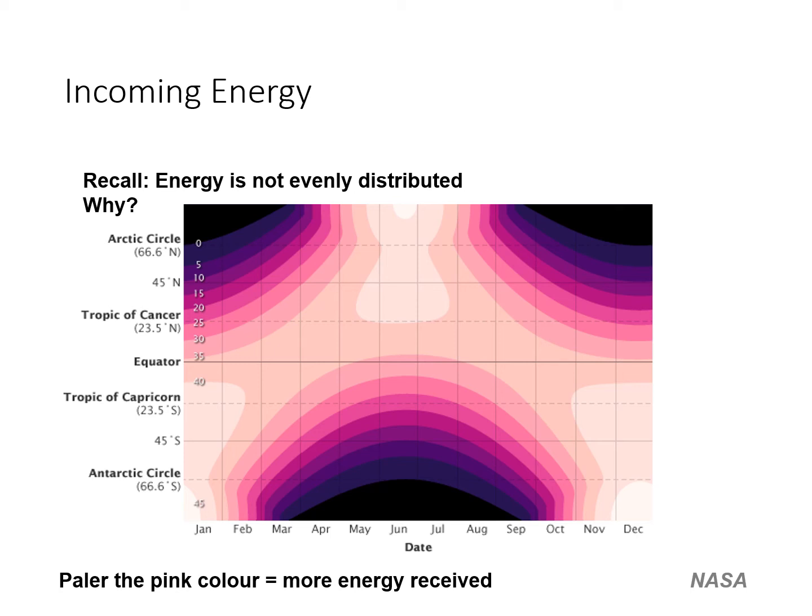Recall from Lecture 3 the uneven distribution of energy received by the Earth from the Sun is shown here. Latitude is shown on the vertical axis and month of the year on the horizontal axis. The paler the pink color, the more energy received. Review what you learned in Lecture 3 about the factors controlling the distribution of energy on Earth and explain for yourself what this diagram is showing.